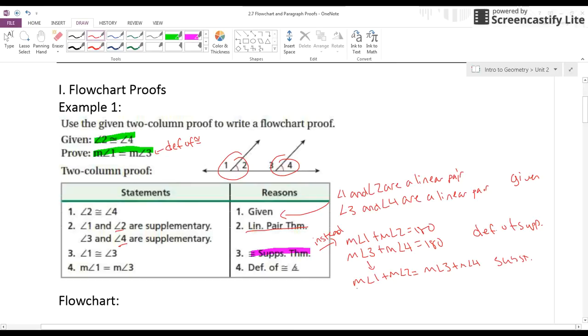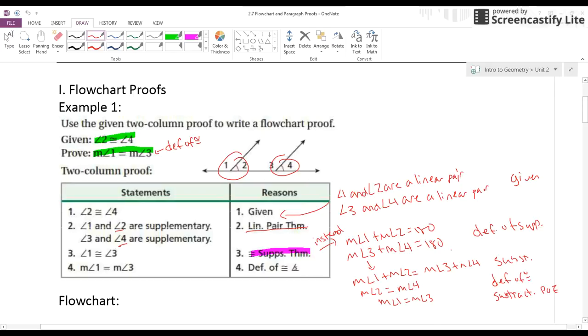And since angle 2 is congruent to angle 4, I can say that the measure of angle 2 is equal to the measure of angle 4, by your definition of congruence. And then I can basically just subtract and say the measure of angle 1 is equal to the measure of angle 3 by your subtraction property of equality, because I'm just taking away the measure of angle 2 right here and the measure of angle 4 right there, since they're equal to each other.